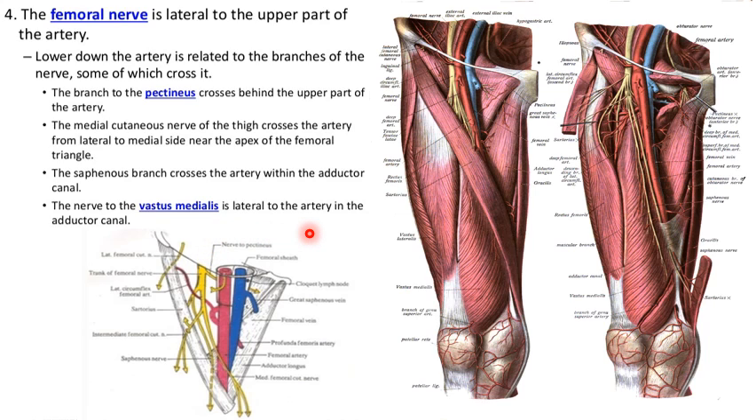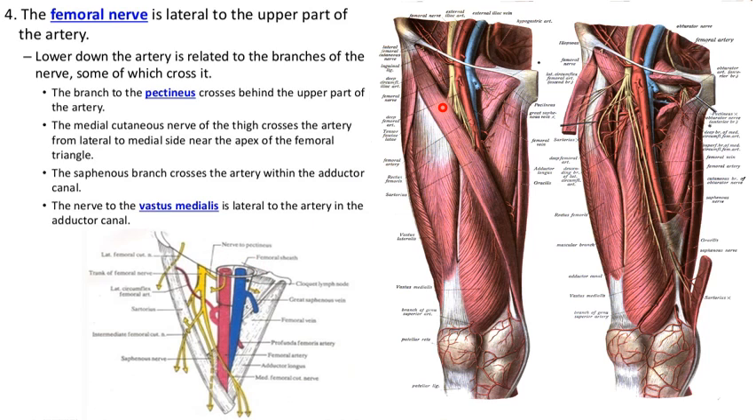So now let us see how the femoral nerve and its branches are related to the femoral artery in the femoral triangle as well as in the adductor canal. Now in the femoral triangle, the trunk of the femoral nerve is related to the femoral artery laterally, and this femoral nerve is not included in the femoral sheath.